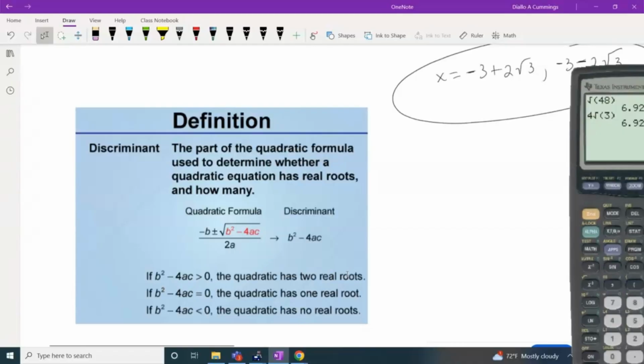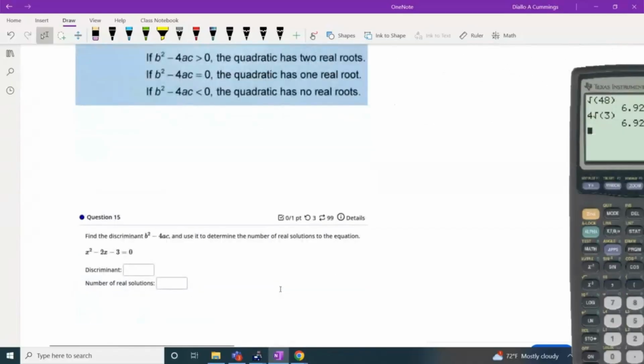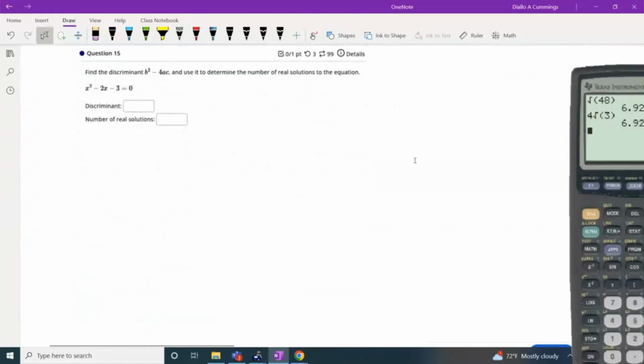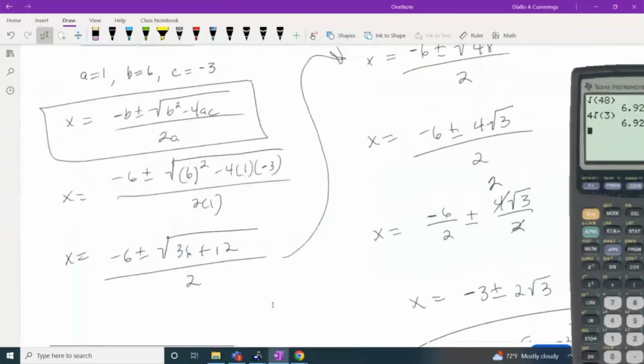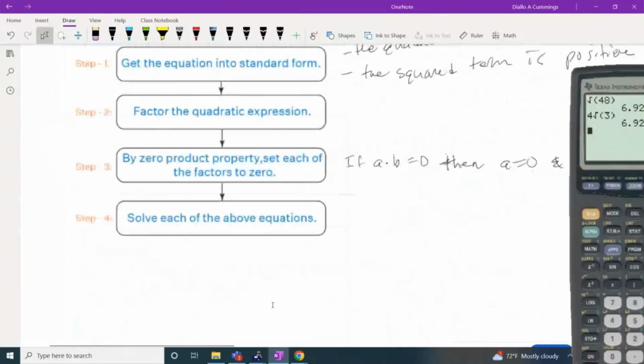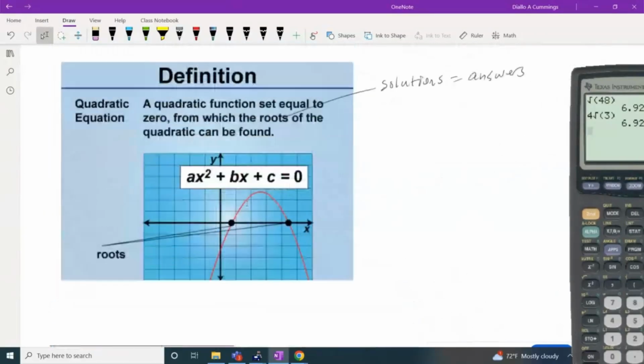So now here are the roots. Remember that the roots are the solutions, and the roots are also where the graph crosses the x-axis. So here, 2 real roots means that your graph actually hits the x-axis twice. If the discriminant is 0, that means your graph hits the x-axis once. And if the discriminant is negative, your graph does not touch the x-axis at all.